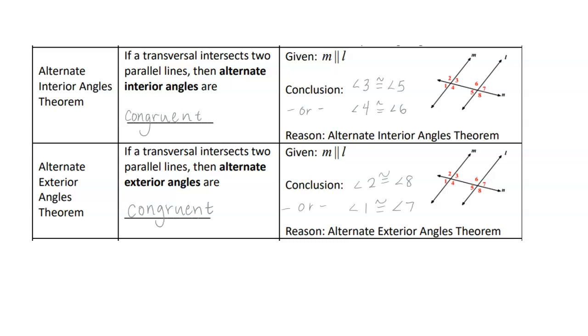Okay, these are some more examples for your notes. Alternate interior angles and alternate exterior angles are going to be congruent. And then there are only two examples that we could use from this drawing. If we're given that M is parallel to L, then we can say 3 and 5 are alternate interior angles, or 4 and 6 are alternate interior angles, and so we know those are congruent. For the alternate exterior angles, we can only say 2 and 8 or 1 and 7 from this drawing.